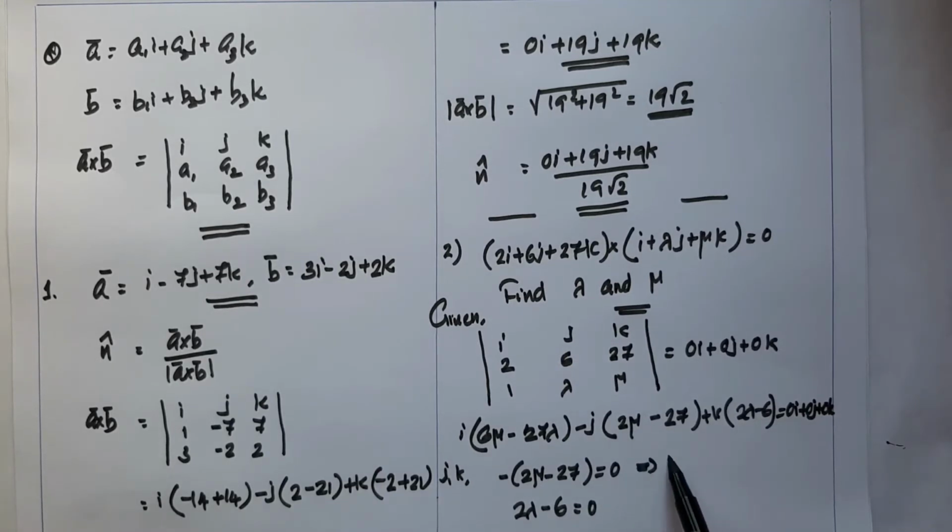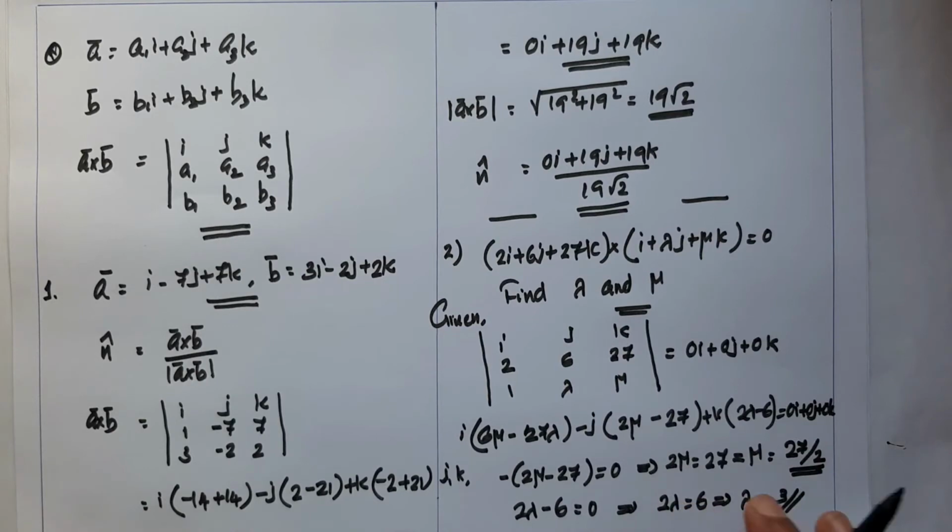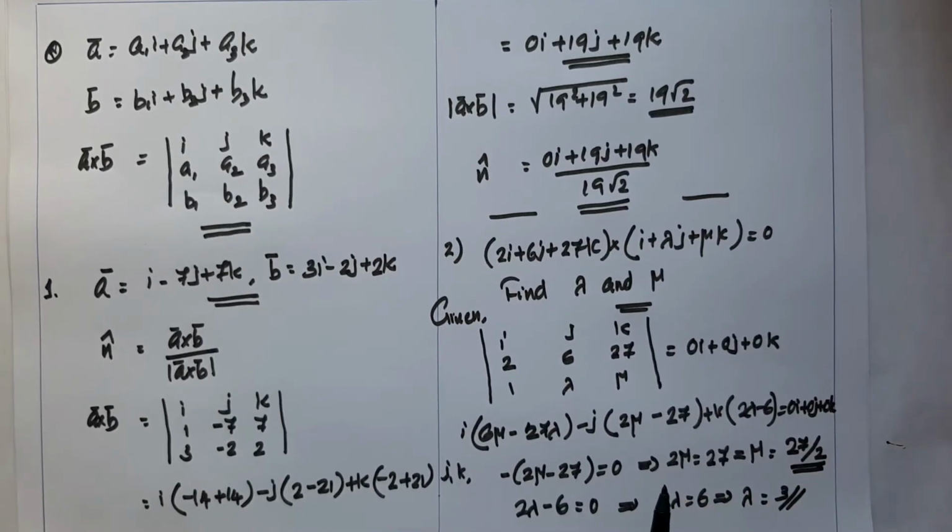That implies 2 mu is equal to 27, so mu is equal to 27 divided by 2. Similarly, 2 lambda is equal to 6, that implies lambda is equal to 6 by 2, answer is 3. That's all. It's a very simple question. Applying the concept of the cross product and using the formula, we get lambda and mu.